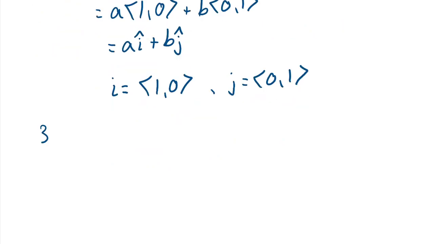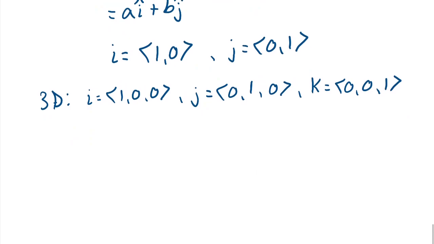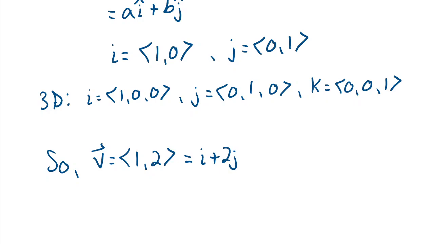If we bring this into 3 dimensions, i is still the one where the first component is 1. j is still the one where the second component is 1. And then we have a third one, k, which is the third component being 1. So with this in mind, we can write any vector using these unit vectors. Okay, so v equals, say, (1, 2) is equal to i plus 2j.